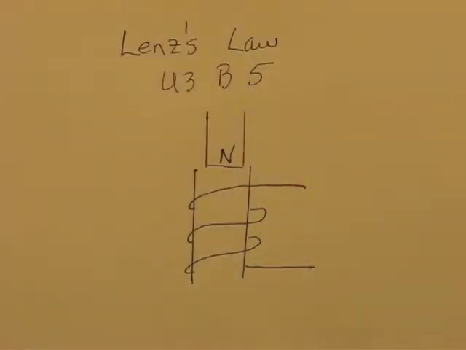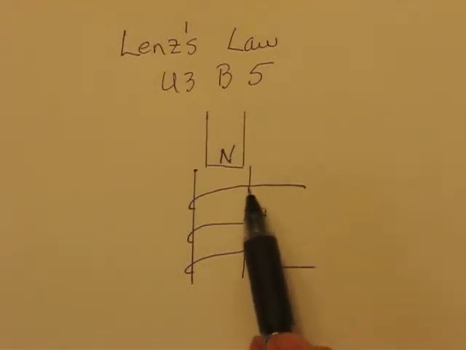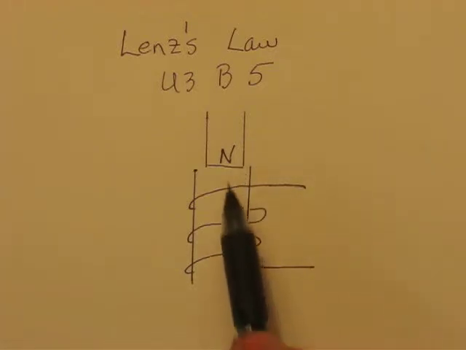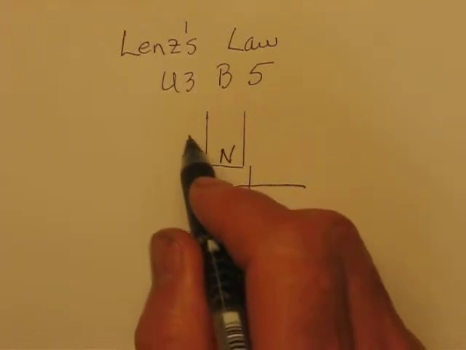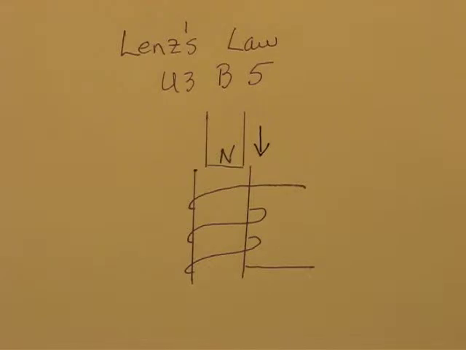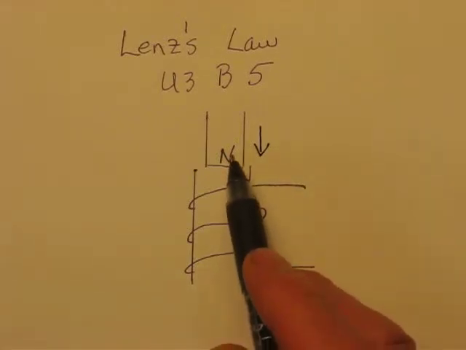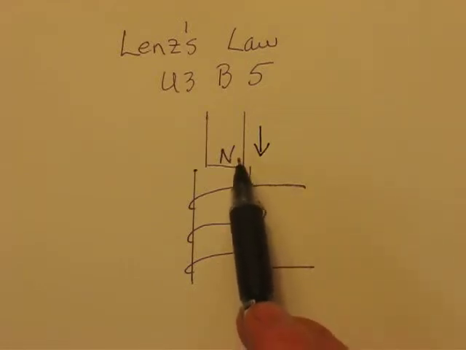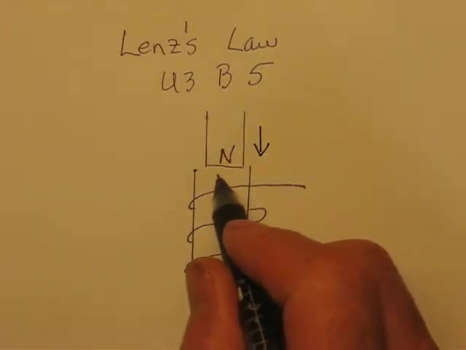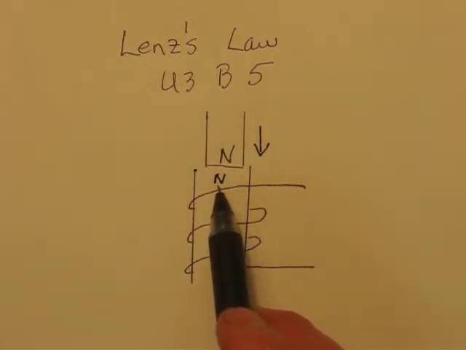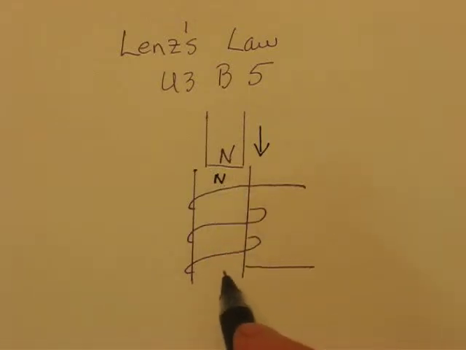Lenz's law deals with a changing magnetic field close to a coil. We can change the magnetic field close to this coil by moving the bar magnet either in or out of the coil. Suppose we move it in. As we move the bar magnet into the coil, the coil itself produces its own magnetic field which opposes the motion of the bar magnet. Since north repels north, the coil will produce a north pole at this end of the coil and a south pole at this end.